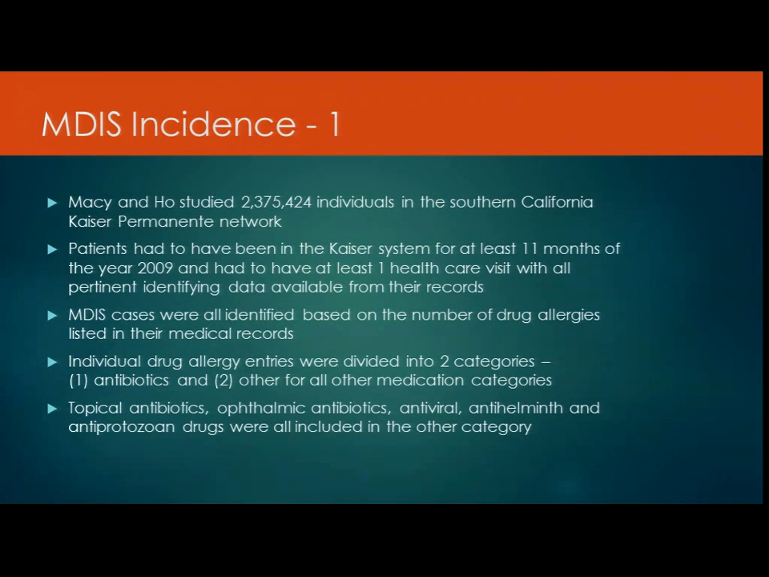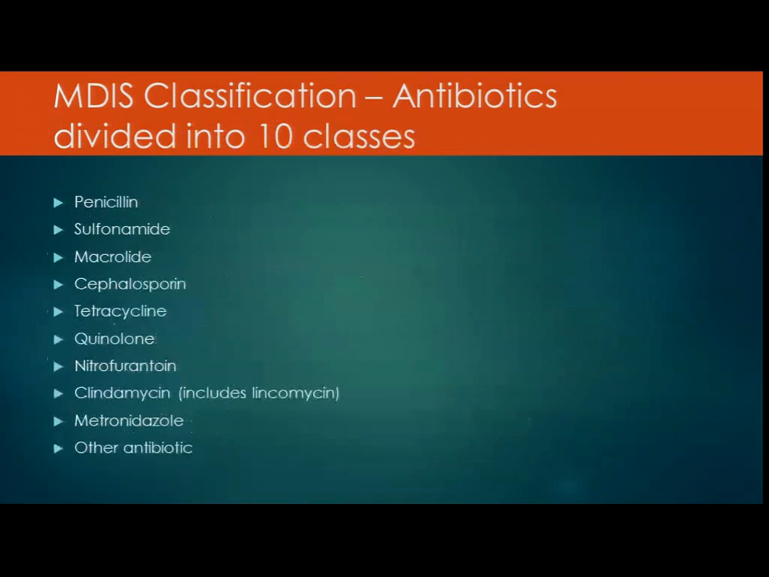And then all the patients had their allergies reevaluated on every visit with anybody in the healthcare system, pharmacist, nurse practitioner, physician. And they divided the drug allergy entries into 2 categories. There's 1 for antibiotics, and there's 2 for other. And they included in the other category topical antibiotics, ophthalmic antibiotics, antiviral, antihelminth, and antiprotozoan drugs. They were all considered in the other category because their mechanism of exposure and utilization is different. So they took... What about all other kinds of drugs?